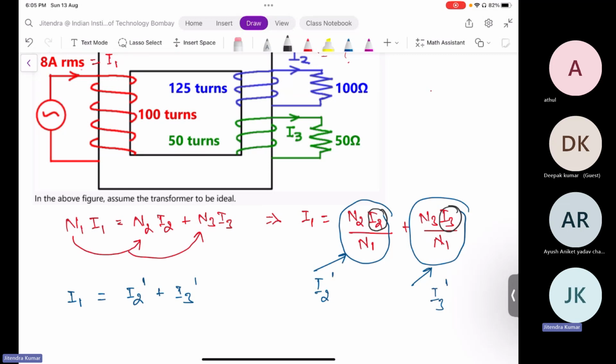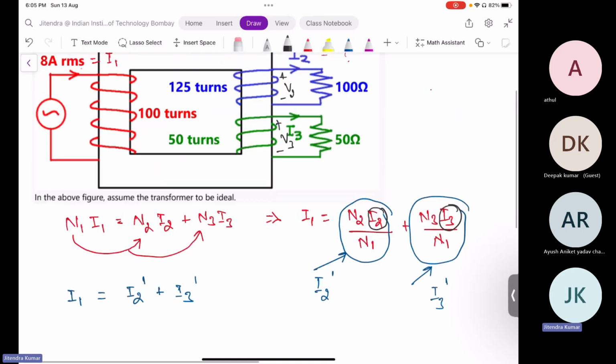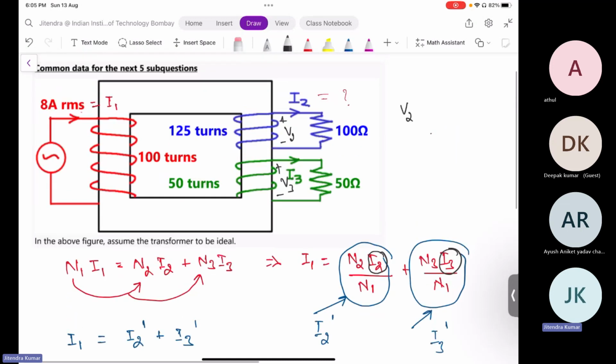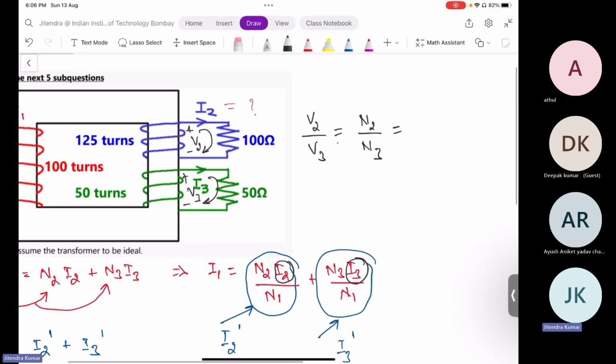To find out I2 and I3, we know the relationship between these two windings. V2 by V3 should be equal to N2 by N3. Similarly, if you apply KVL in this loop, V2 is nothing but I2 R2, I2 into 100, and V3 is equal to I3 R3.